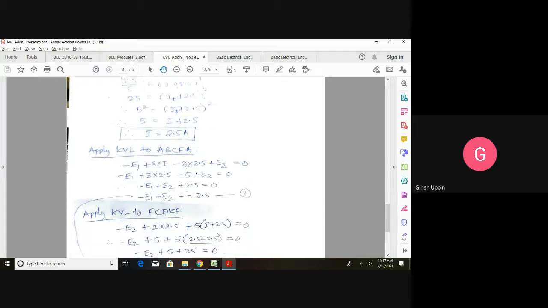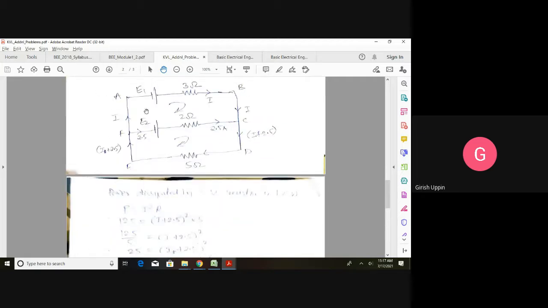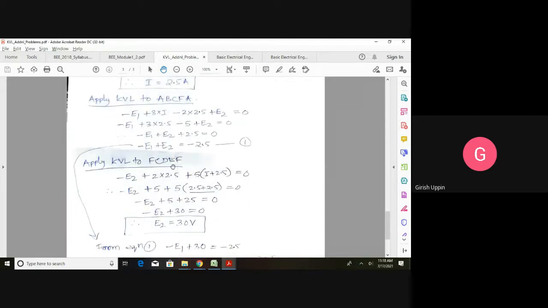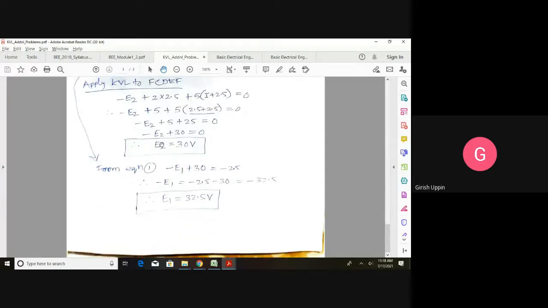Then apply KVL and KCL to these two loops. This is the first loop, this is the second loop. The unknown here is E1, because we already know the current. So we get the voltages as E2 equal to 30 volt, E1 as 32.5.